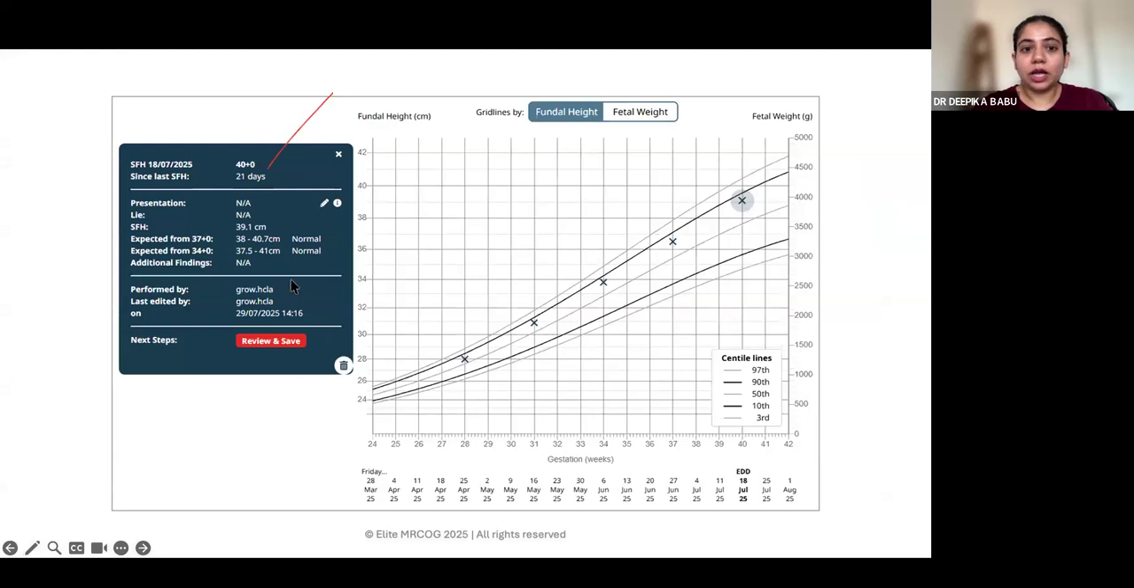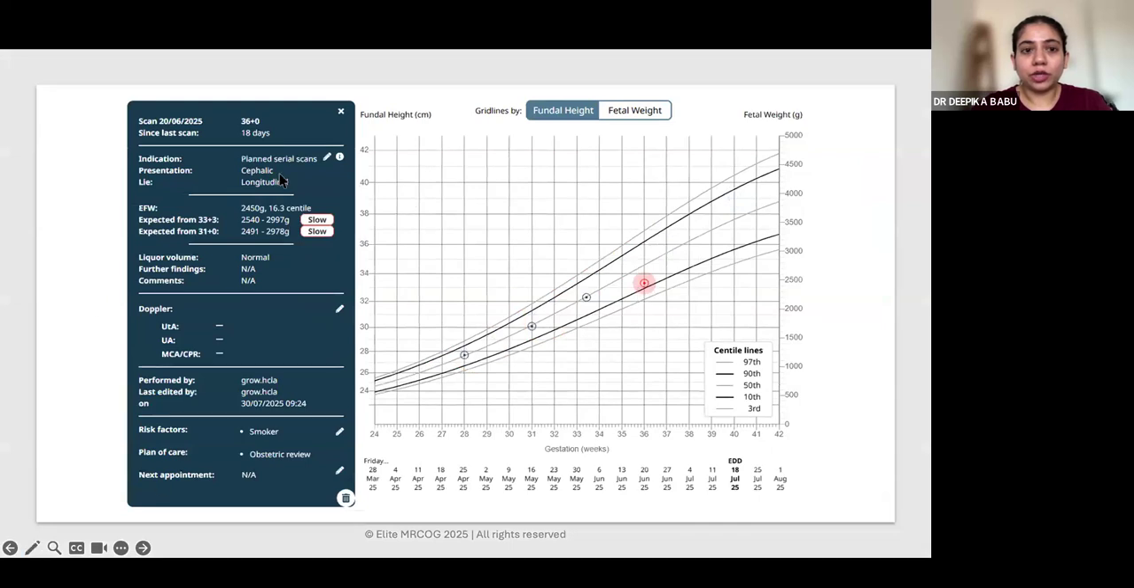This is 40 weeks. Everything is normal, and this is only the fundal weight they are measuring. This is between the 50th percentile and 90th percentile. It is going properly. The growth trajectory seems to be fine here. And this is another GROW 2.0 chart which I'm going to show here. Again, here also they are measuring the fundal height.